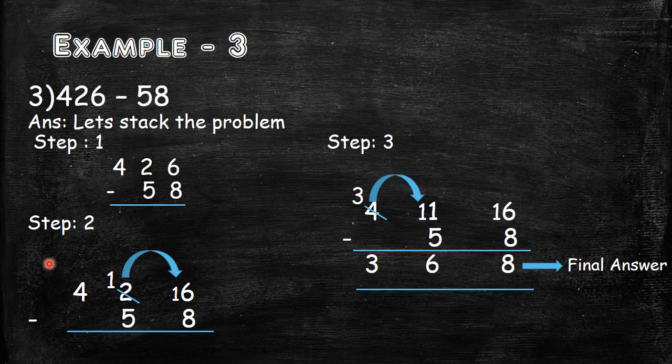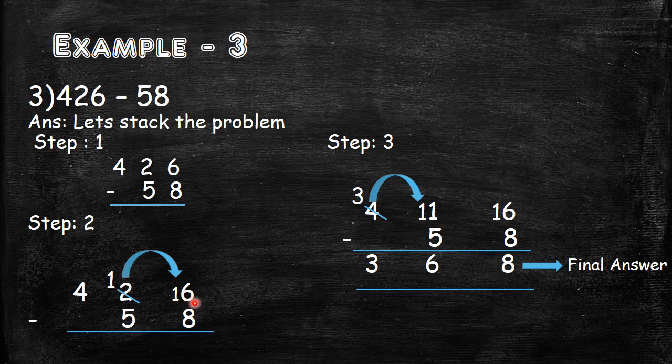Let us have a similar problem here. 426 minus 58. First step, let's stack the problem. We have greater minus smaller, that is 426 minus 58. When we try to subtract from the ones place onwards, we find that 6 minus 8 is there, that is 6 being the smaller number and 8 being the greater number. So we cannot subtract here. So what do we do? We try to borrow. In step 2, when we borrow, 2 becomes 1 and that 1 will go in front of 6.